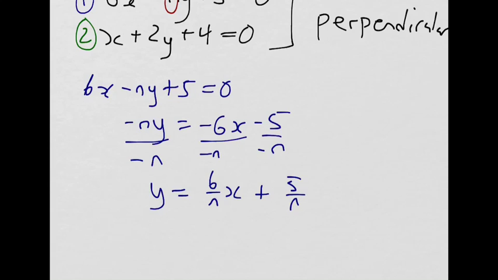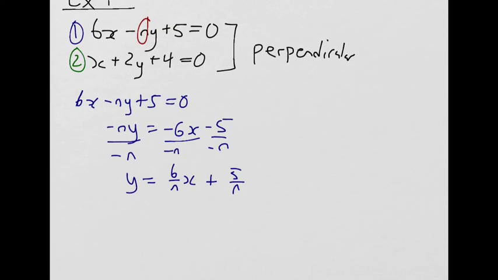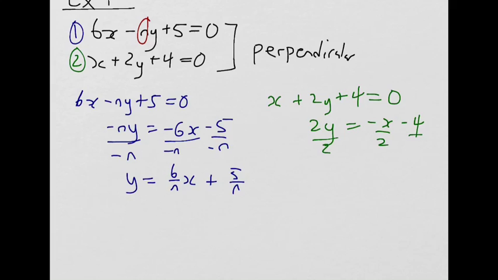Good? And then the green one, x plus 2y plus 4 is 0. Again, solve for y, putting it into slope-intercept form. Divide everything by 2. Gives us y equals negative 1/2 x minus 2. Good.